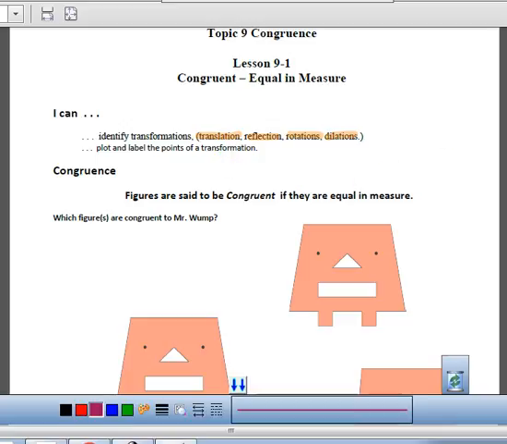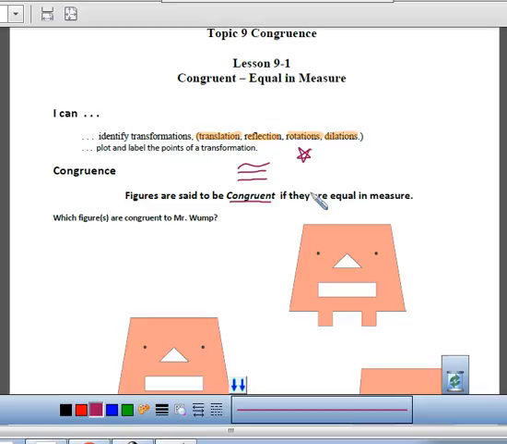Alright, so first thing you see is congruence, and it says figures are said to be congruent, so everybody underline that, if they are equal in measure. Okay, and that's true. I want to add to that. Also, above the word congruent, we're going to do the congruent symbol, which is an equal sign with a squiggly above it. And I always call that like a mustache. So an equal sign with half a mustache.